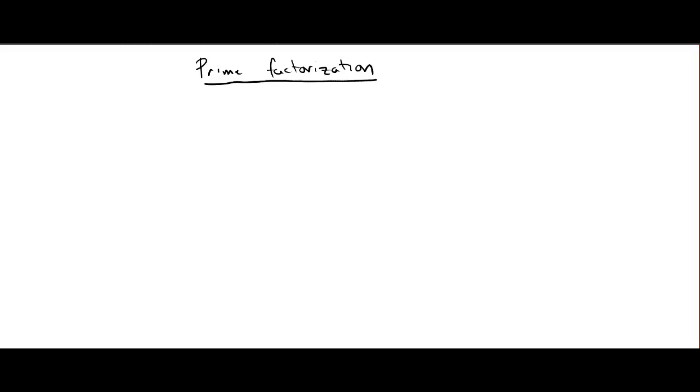Prime factorization is the process of taking a whole number and finding its prime factors, splitting it up into a product of prime numbers. So when we talked about factorization, there are lots of different factorizations of numbers. For example, 12 is 2 times 6, and it's also 3 times 4. So these are different factorizations.